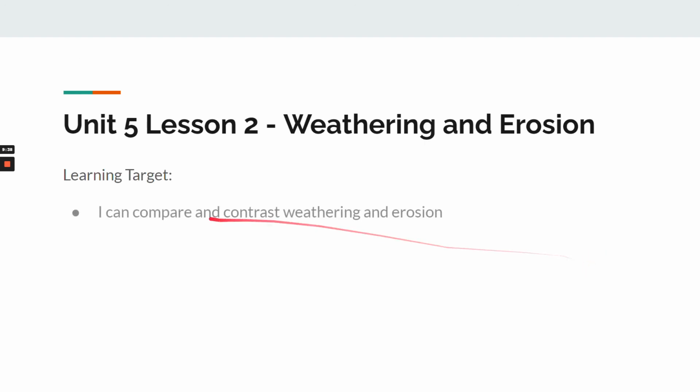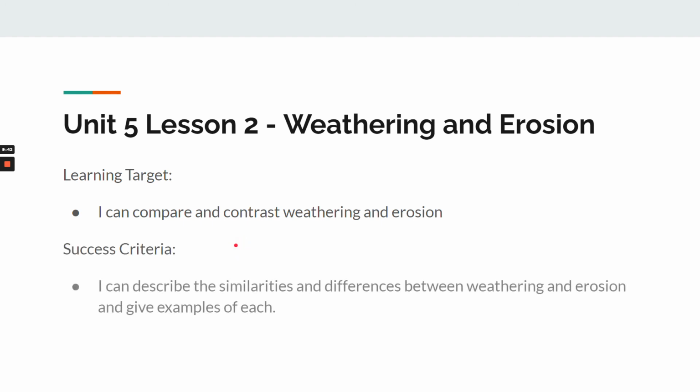So our learning target was to compare and contrast weathering and erosion. Our success criteria: I can describe the similarities and differences between weathering and erosion and give examples of each.